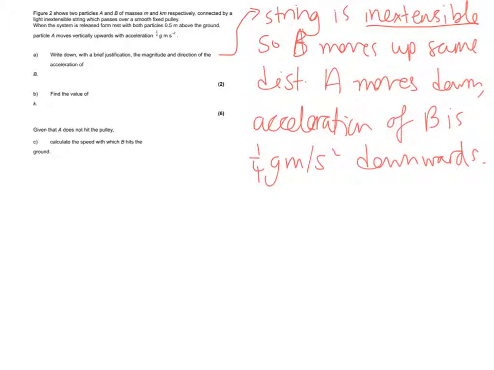To get the first 2 marks for this question, you need to say that the string is inextensible. So B moves up the same distance that A moves down. And so the acceleration of B is a quarter g meters per second squared downwards.